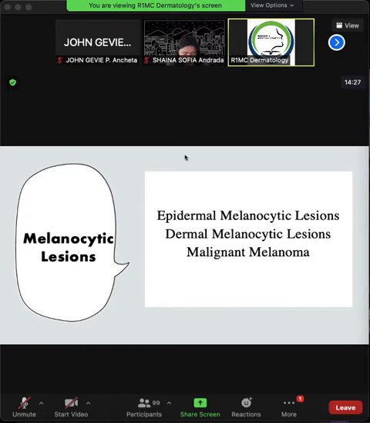So right now we move on to our melanocytic lesions. So basically, we have your epidermal melanocytic lesions, your dermal melanocytic lesions, and of course, we will also tackle your melanoma and those with malignant degeneration.